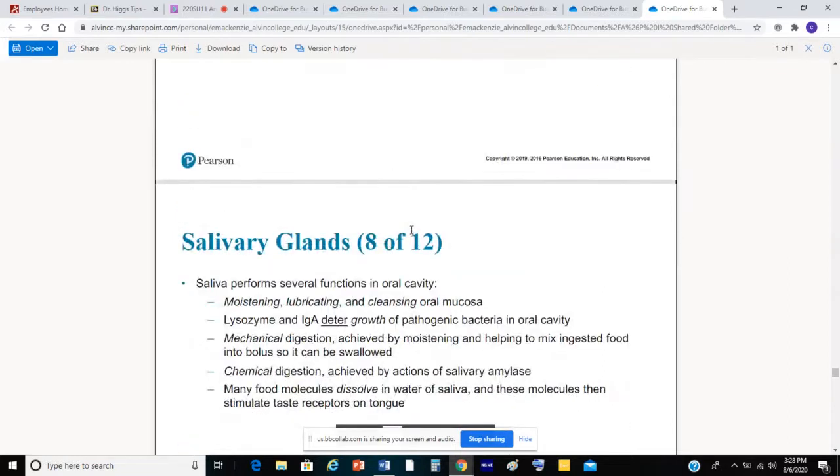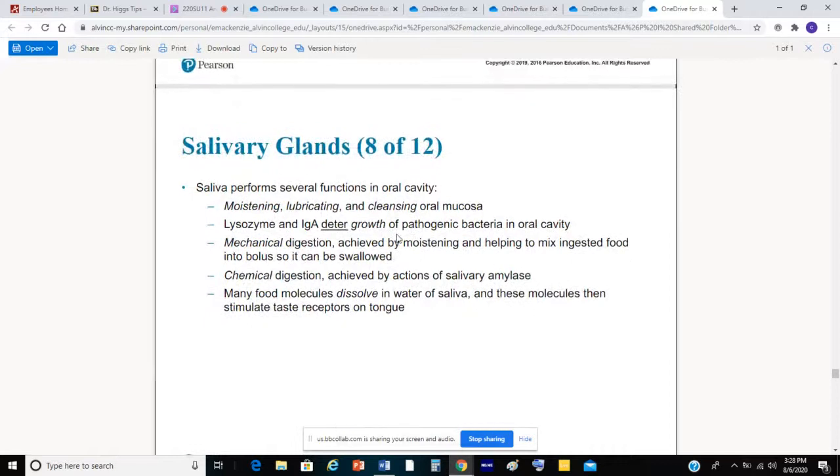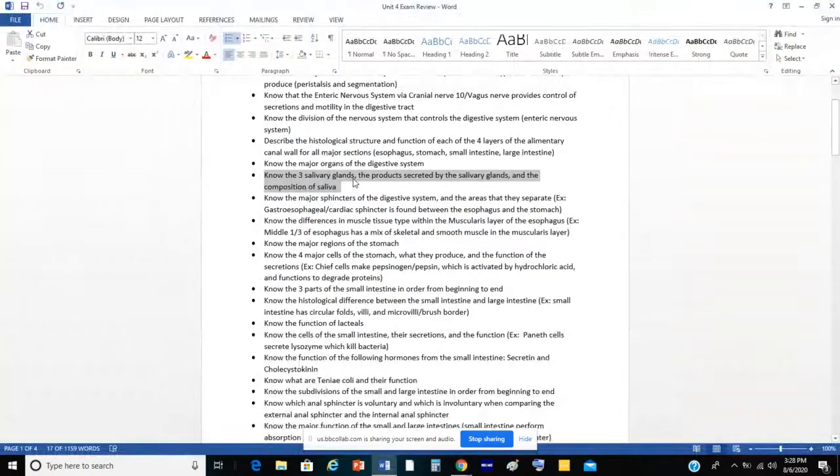It's water. Things mixed in include lysozyme and IgA to fight infection pathogens, things like salivary amylase to begin chemical digestion, as well as mucus that can also serve as a lubricant to help you when you swallow. Okay, so that's all that's referring to in your exam review.